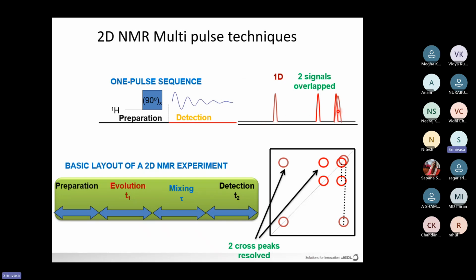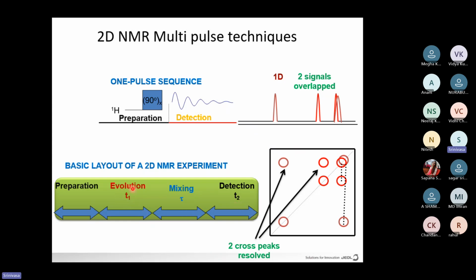So there is no separation. If the peaks' chemical shift or chemical environment almost match, then the peaks get merged just like this. To resolve them, we can spread into two dimensions. In 2D NMR, we have four parts. One is the preparation side at the beginning, as I mentioned for 1D. The second is evolution, where you have the t1 delay, a time delay, then the mixing time, and the detection part.